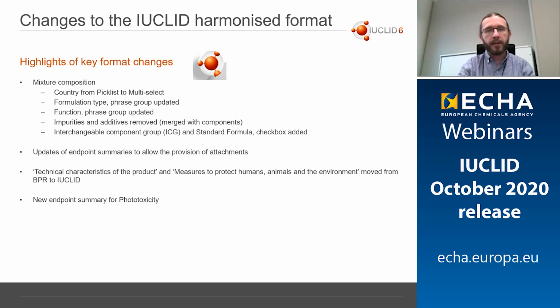We also did an update of all endpoint summaries to allow the provision of additional attachments. We have also moved documents that were exclusively used by the biocidal product regulation in EU, but that are now used more extensively by other users as well. And these documents are the technical characteristics of the product and the measures to protect humans, animals, and the environment. And finally, we have added a new endpoint summary to summarize all the information provided in the new OECD harmonized templates for phototoxicity.